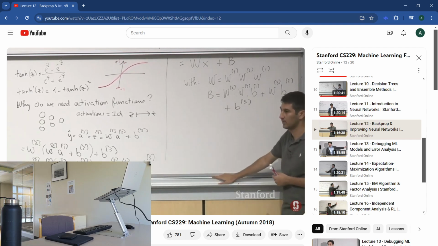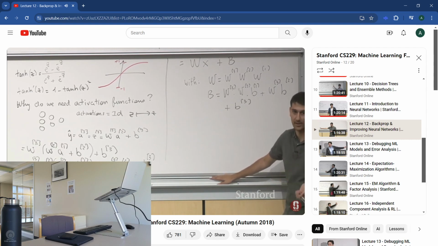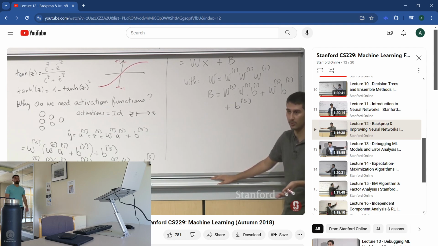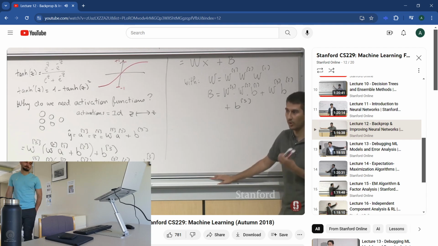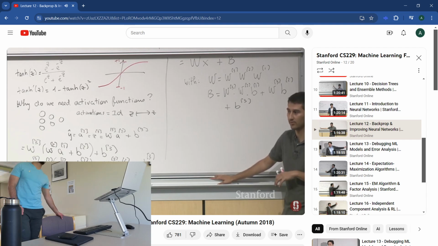So what's the insight here? It's that we need activation functions. The reason is, if you don't use activation functions, no matter how deep your network is, it's going to be equivalent to a linear regression. So the complexity of the network comes from the activation function.